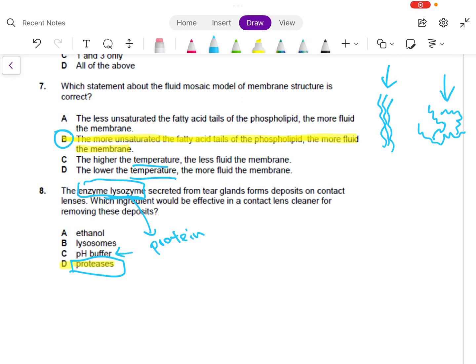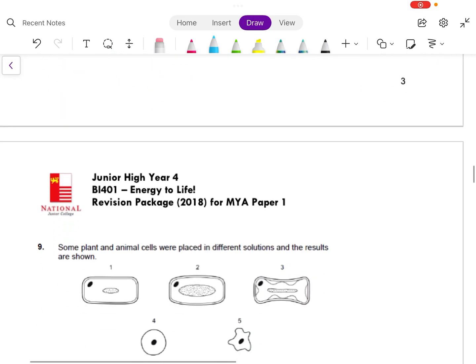Technically, they still remain there. So for example, a pH buffer doesn't really do anything to the protein. Lysosomes may contain enzymes, but you typically find this in cells. You can't have them in an external environment. Last but not least, ethanol. Ethanol won't quite do anything to the protein, so proteases is still the best.